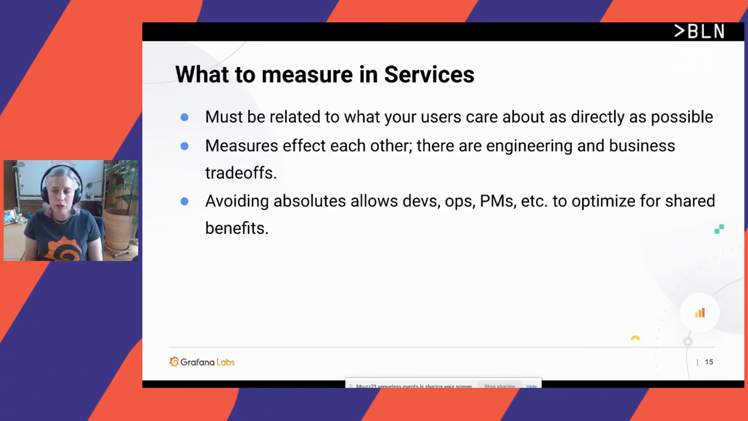Customers do care about their services being up. They don't care about the individual components. And they're not necessarily concerned if there's an error once in a week.